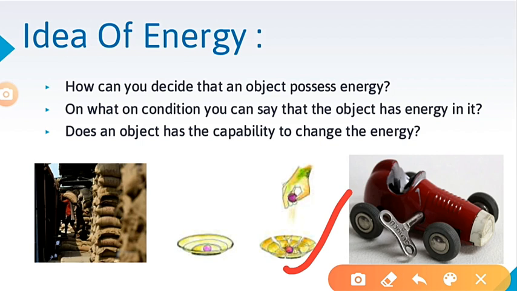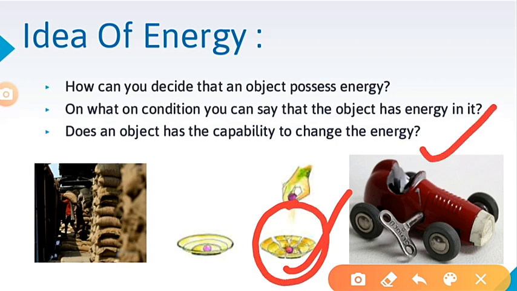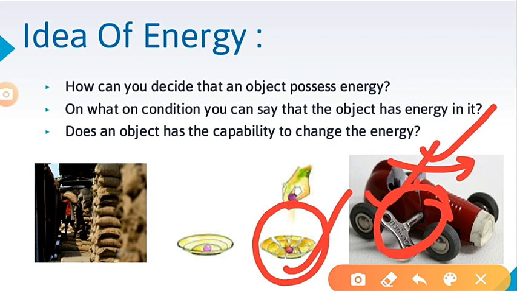The ceramic plate is breaking, which means the iron ball should have gained some sort of energy. That energy is making the ceramic plate break. Now if you observe this toy car, when we wind the key, rotate the key, and place the car on the floor, then the car will be moving. After winding the key, only then will the car move. When you are winding this key, the car is gaining energy, and because of that energy the car is moving.